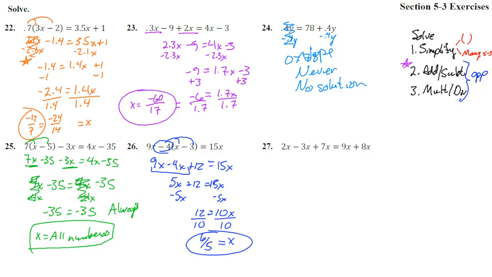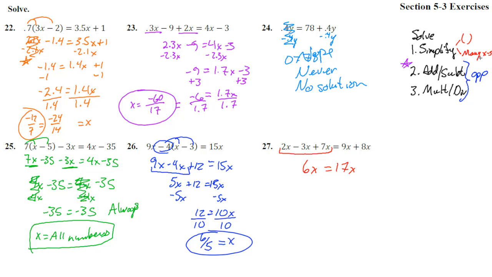Good. Next, last one, 27. Do we have any parentheses? No. Do we have many x's? Yes. So on this side, let's combine them all. 2 minus 3 is a negative 1 plus 7. That's 6x on this side equals 9x plus 8x is 17x. You might be tempted to divide by 6 or to divide by 17, but no, we are right here.